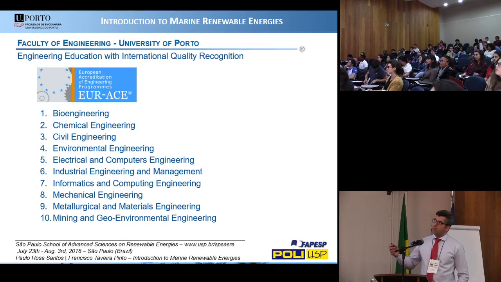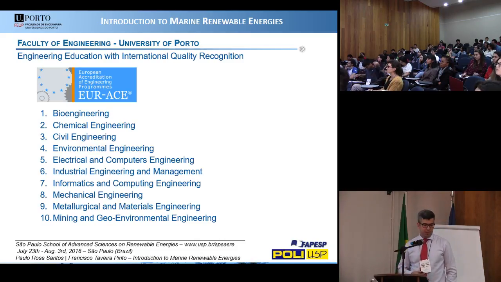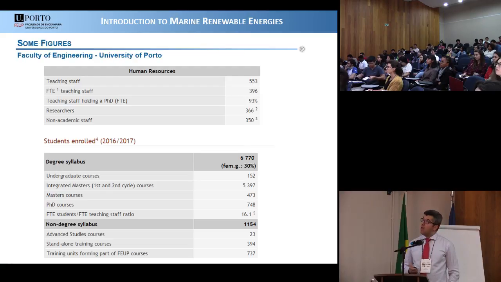There we have all these engineering courses, so bioengineering, chemical engineering, civil engineering, well, several courses. I think here you have more or less the same courses we have in Porto. Some figures: we have more than 500 professors, 93% of them have a PhD. In terms of students, if we combine all, we have in the Faculty of Engineering about 8,000.